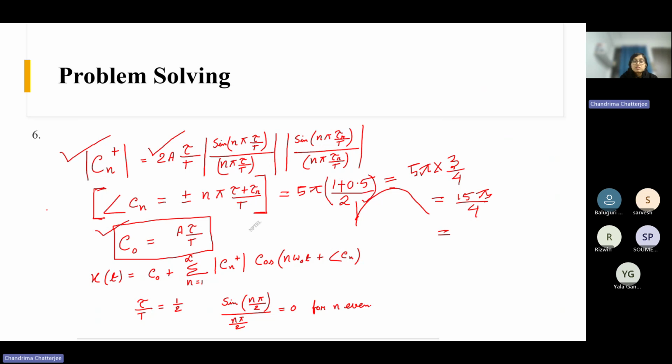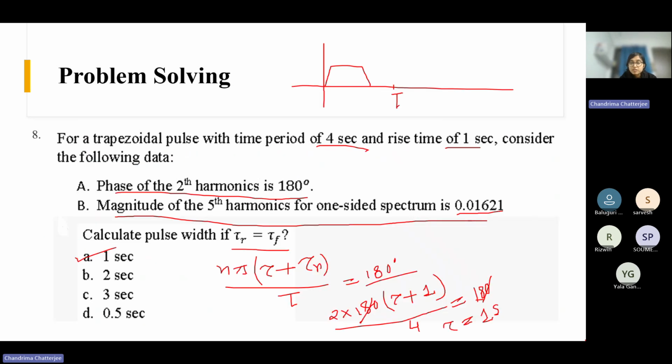So we will have to refer to this equation, which shows us the magnitude for a particular harmonic order. And here we have the value of the fifth harmonic, right? We have the value of the fifth harmonic, yes, for the one-sided spectrum.